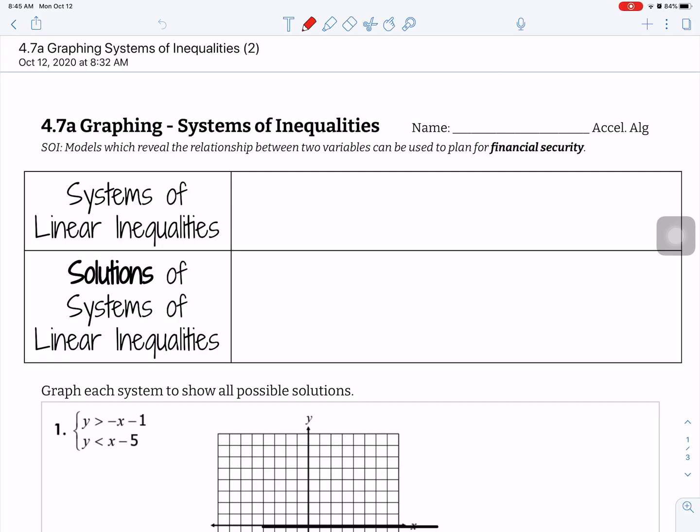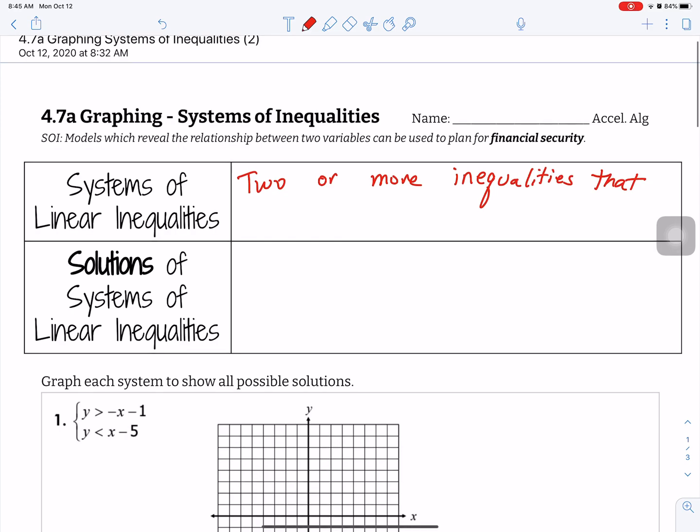Systems of linear inequalities, just like systems of linear equations, is just two or more inequalities to find a solution. Two or more inequalities. And these we're going to graph them. You graph to find a solution. I should say to find solutions.